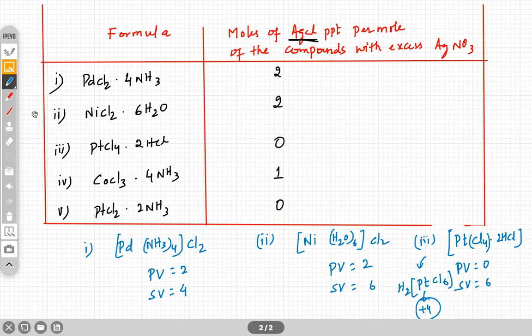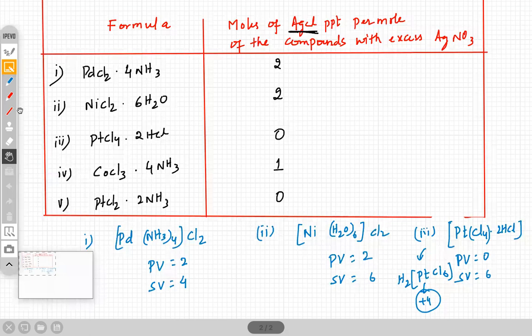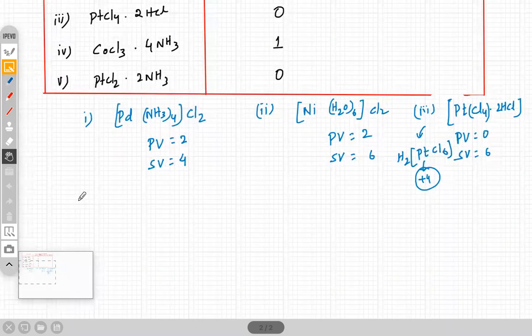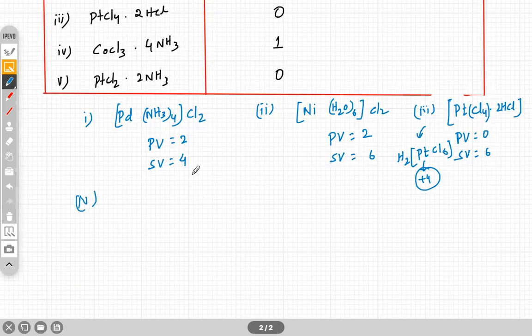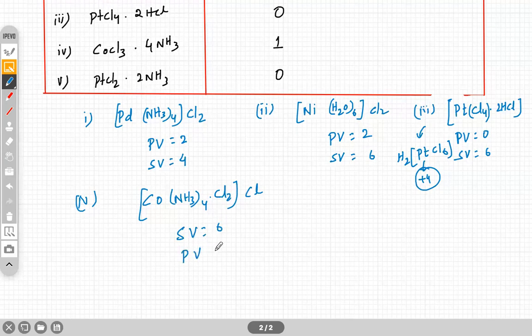Yes, correct. So since one chlorine atom gets precipitated, the formula should be Co(NH3)4Cl2 and Cl. This is the possible formula we can write because only one precipitation is there. Secondary valency is 6, 4 plus 2. Primary valency is only one chlorine atom that goes out, and minus 2 we will have here.